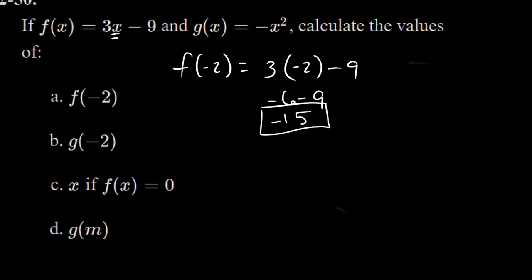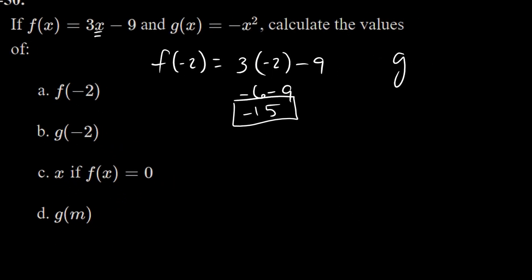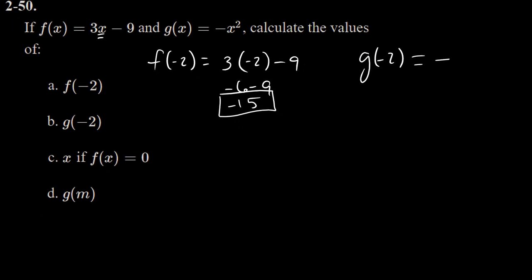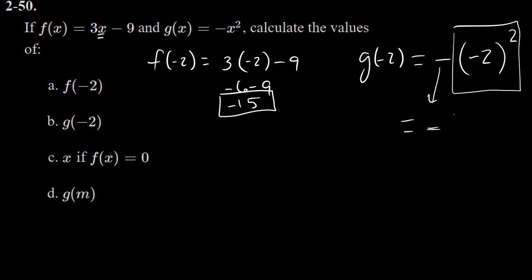Let's try g of negative 2. It's the opposite of x getting squared, and x is negative 2. So I'm going to square the negative 2. I'm going to multiply negative 2 times negative 2, and I get positive 4. So this is the opposite of positive 4, or negative 4. When I take the opposite of x squared, this ends up becoming negative 4.